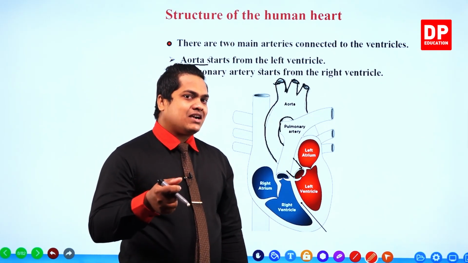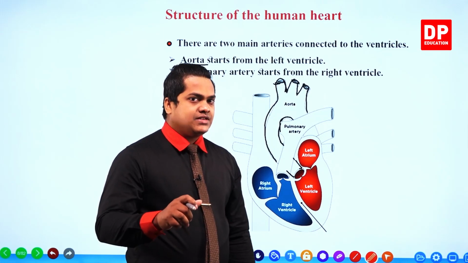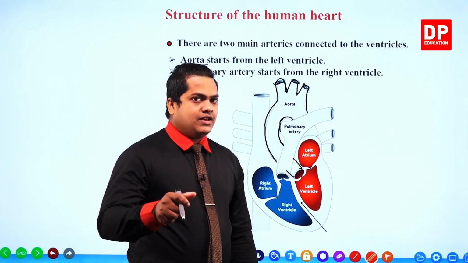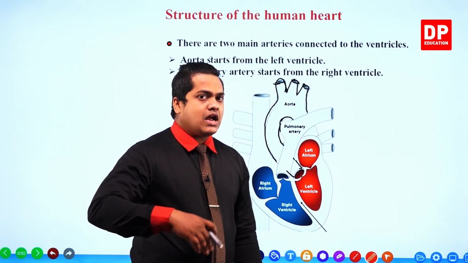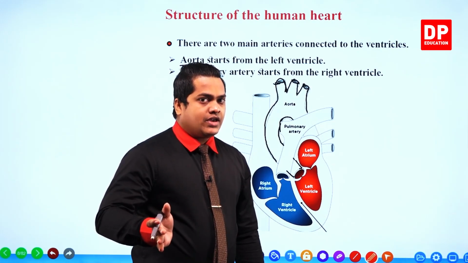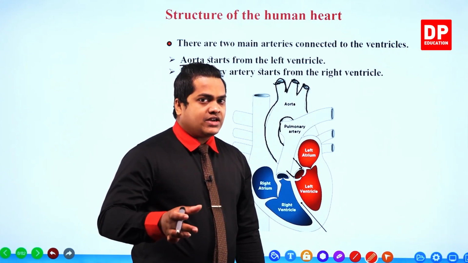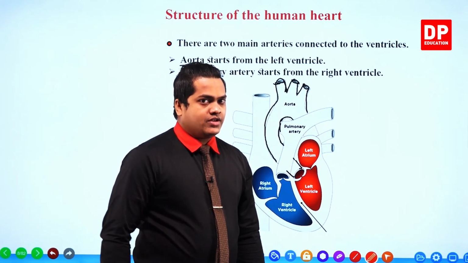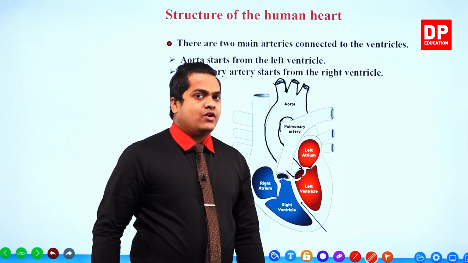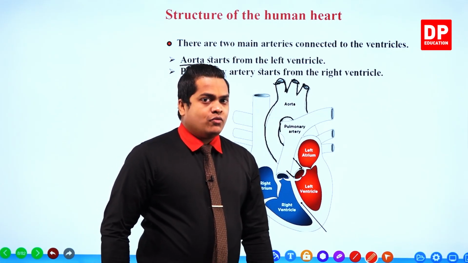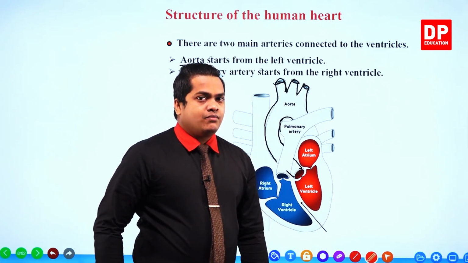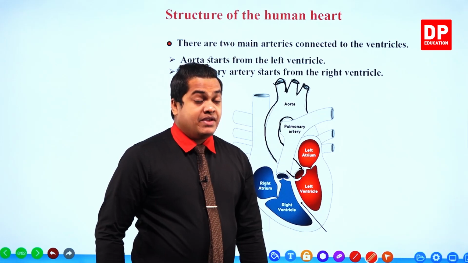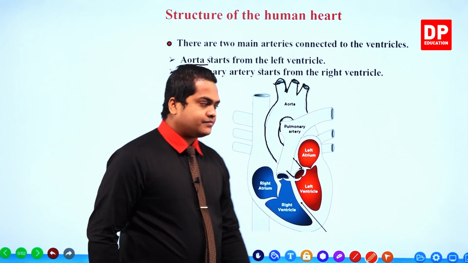So ventricles are connected with arteries. Left ventricle distributes blood all around the body. So aorta is the tube that connects to the left ventricle. Aorta is the artery that distributes blood all around our body. The main artery contained within our body, aorta.